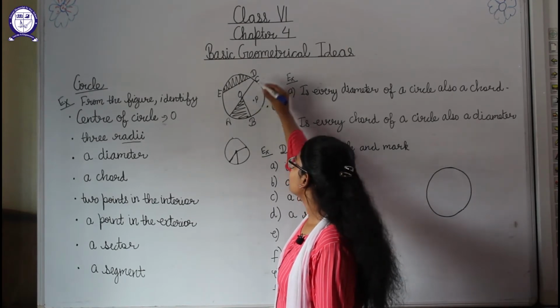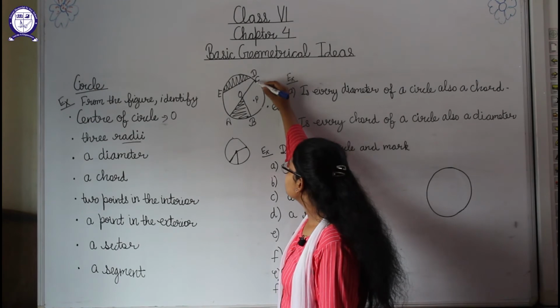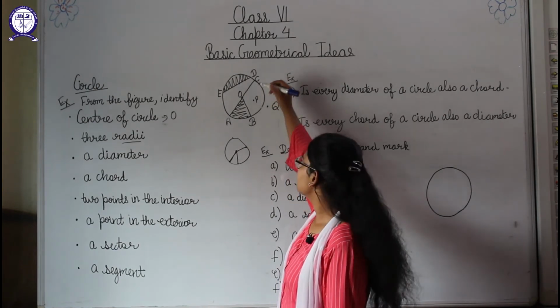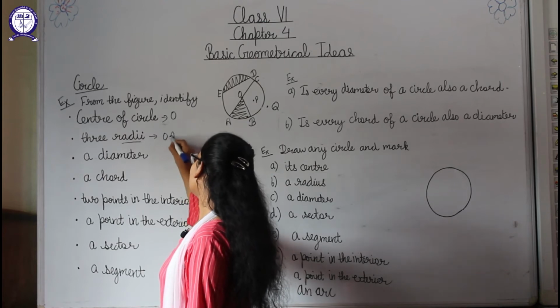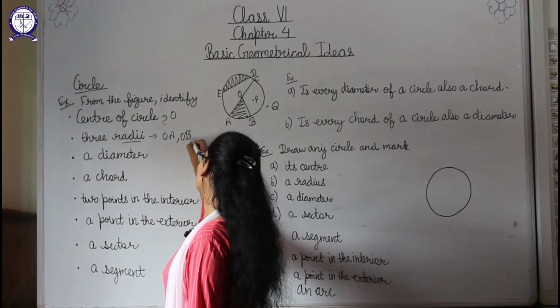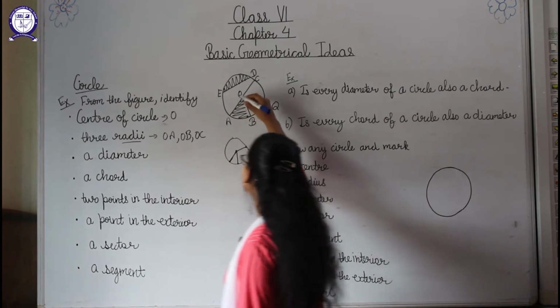And OC is on the boundary of the circle, so OC is the radius. Okay, so what are the radius here? OA, OB and OC. These 3 are the radius.